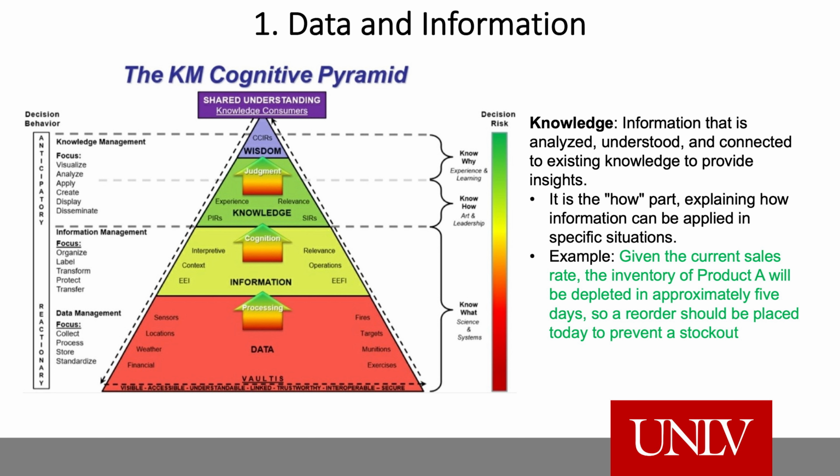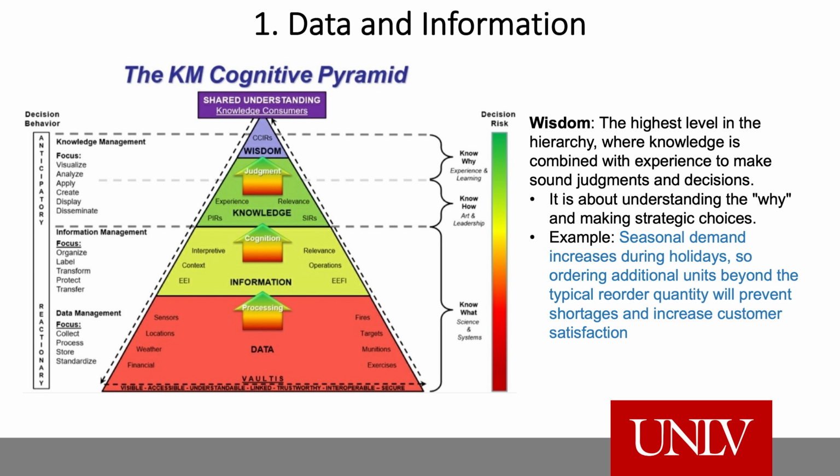Knowledge emerges when we take information and combine it with experience, reasoning, and expertise. At this stage, we can make informed decisions. Continuing our retail example, we might conclude, if sales continue at this rate, inventory will run out in 5 days, so we should reorder now to avoid shortages. This is actionable knowledge. It helps individuals solve problems and take meaningful action. Knowledge shifts decision making from reaction to anticipation. It reduces risk because we not only recognize what is happening, but we also understand how to respond effectively.